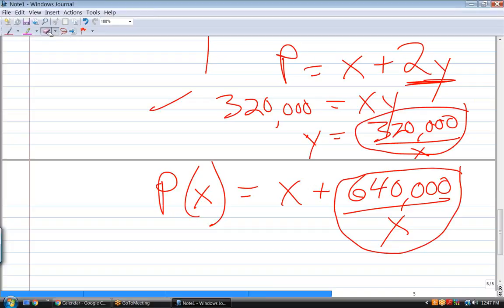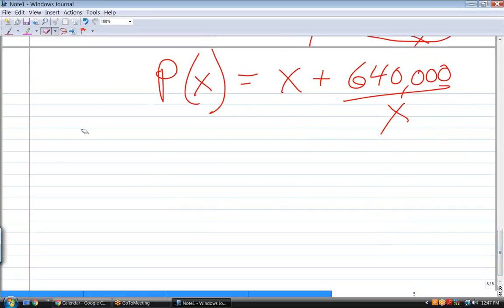Okay, yeah. The key thing is that we have our function that we're trying to minimize or maximize, and it's a function of one variable only. So our goal is to take the first derivative, set it equal to 0, and find out whether that's a maximum or a minimum. And we'll find that out by taking the second derivative. So what's the first derivative?